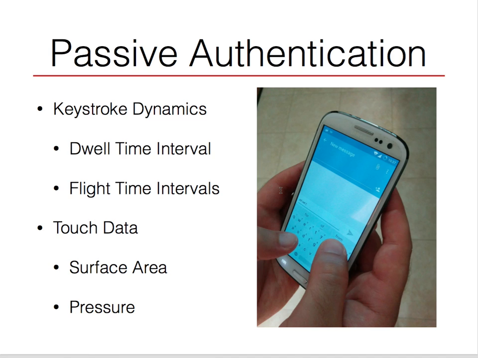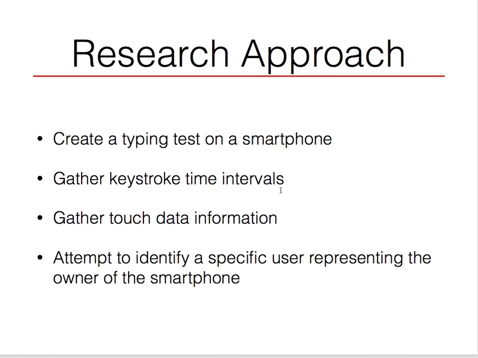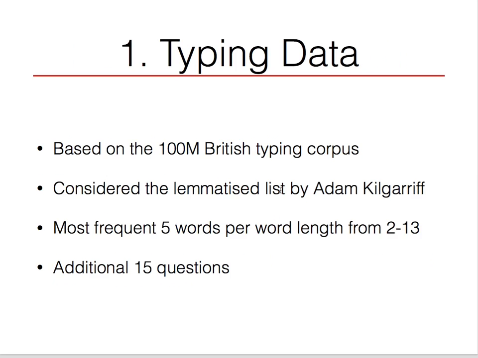The concept of keystroke dynamics was invented in 1975 and generally makes use of the dwell time intervals and flight time intervals. Yet we can improve the accuracy of this technique by also making use of the touch data such as the surface area and pressure. So I set off to create a typing test for a smartphone, gather the keystroke time intervals, the touch data, and then finally attempt to classify the user.